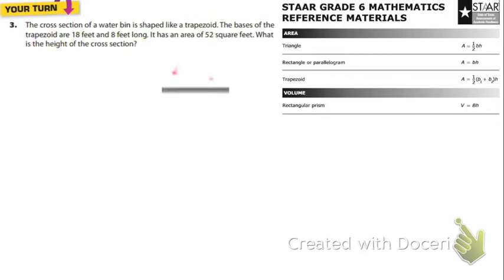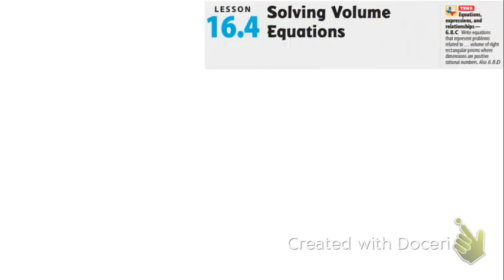Makes it a lot easier when you guys break apart the formula, huh? All right, so which brings us to our new lesson here. Lesson 16, 4/10, 16.4. Solving volume equations. Write equations that represent problems related to the volume of right rectangular prisms where dimensions are positive rational numbers.